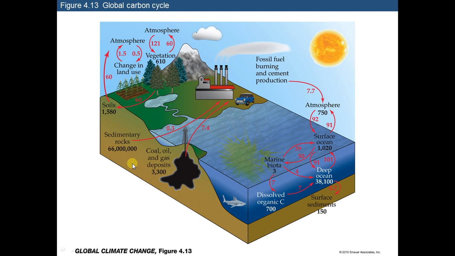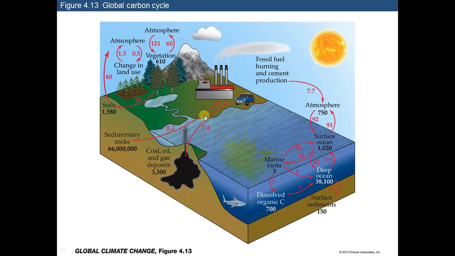What looks to be the slowest rate of exchange of carbon on this figure? It's this one. Only 0.3 gigatons of carbon is transferred from sedimentary rocks to the atmosphere each year. So recognize that there's such a giant storage pool of carbon inside the solid Earth, and yet very little of that carbon inside the sedimentary rocks actually enters the atmosphere each year. Okay?